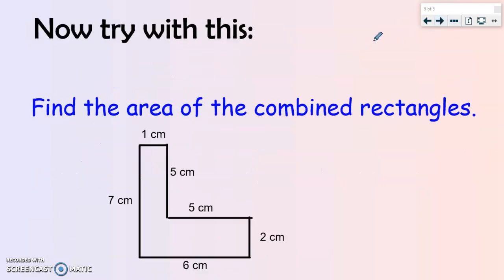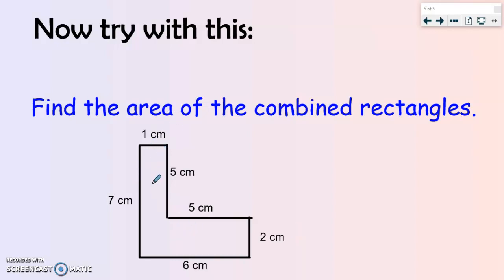For your activity today, I'm still going to give you the grids. However, that's not always going to be the case. A lot of times you'll be presented a combined rectangle in this format, where it's just the outline of the shape, and then they will label most of the sides, and it's your job to figure out the area based off of that information given. So you can't just sit there and count all the little grid squares.